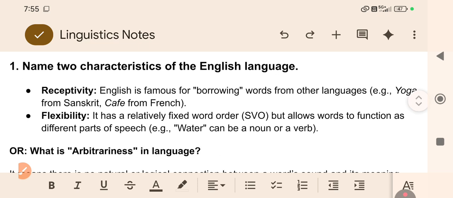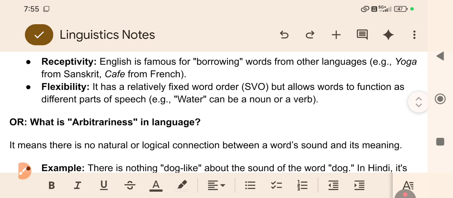Now moving to the next. Name two characteristics of the English language. Two characteristics. We have learned a number of characteristics, right? That's arbitrary, non-instinctive, duality, double patterning, any. Here they have given two.